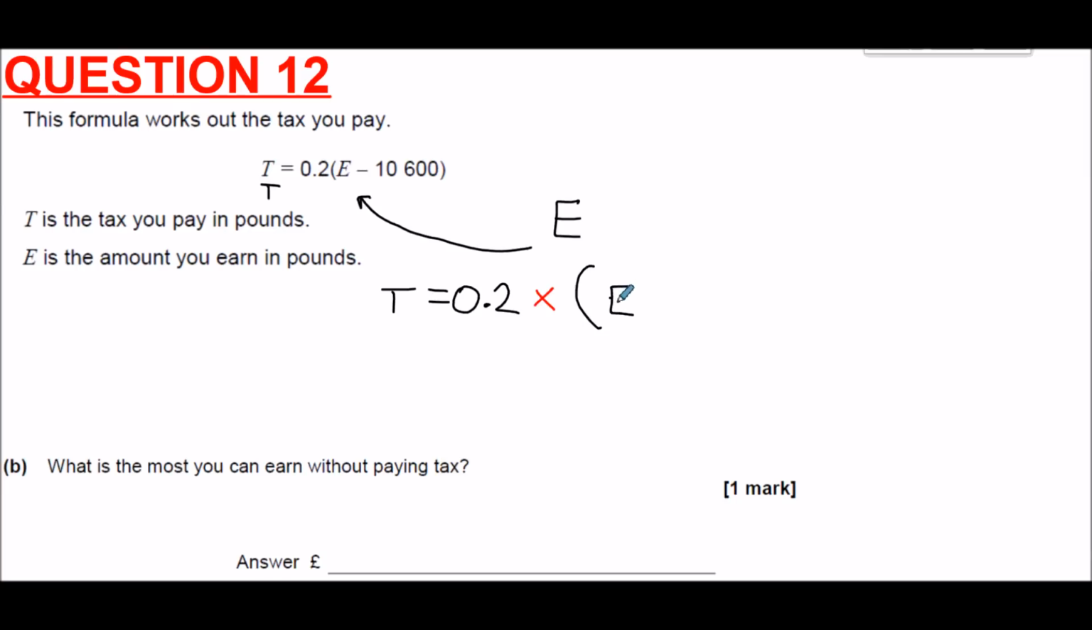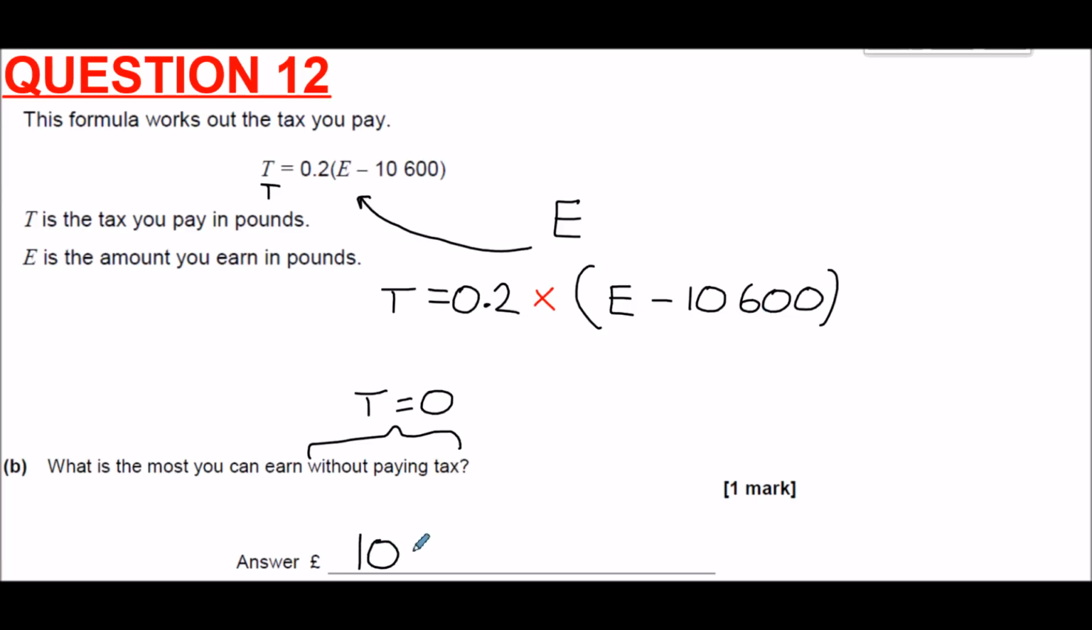And so what would E have to be for this bracket to be equal to 0? Because any number multiplied by 0 would give us 0. So T would be 0 if we're not paying tax. And the answer to that is E would have to be 10,600, because 10,600 take away 10,600 would be 0.